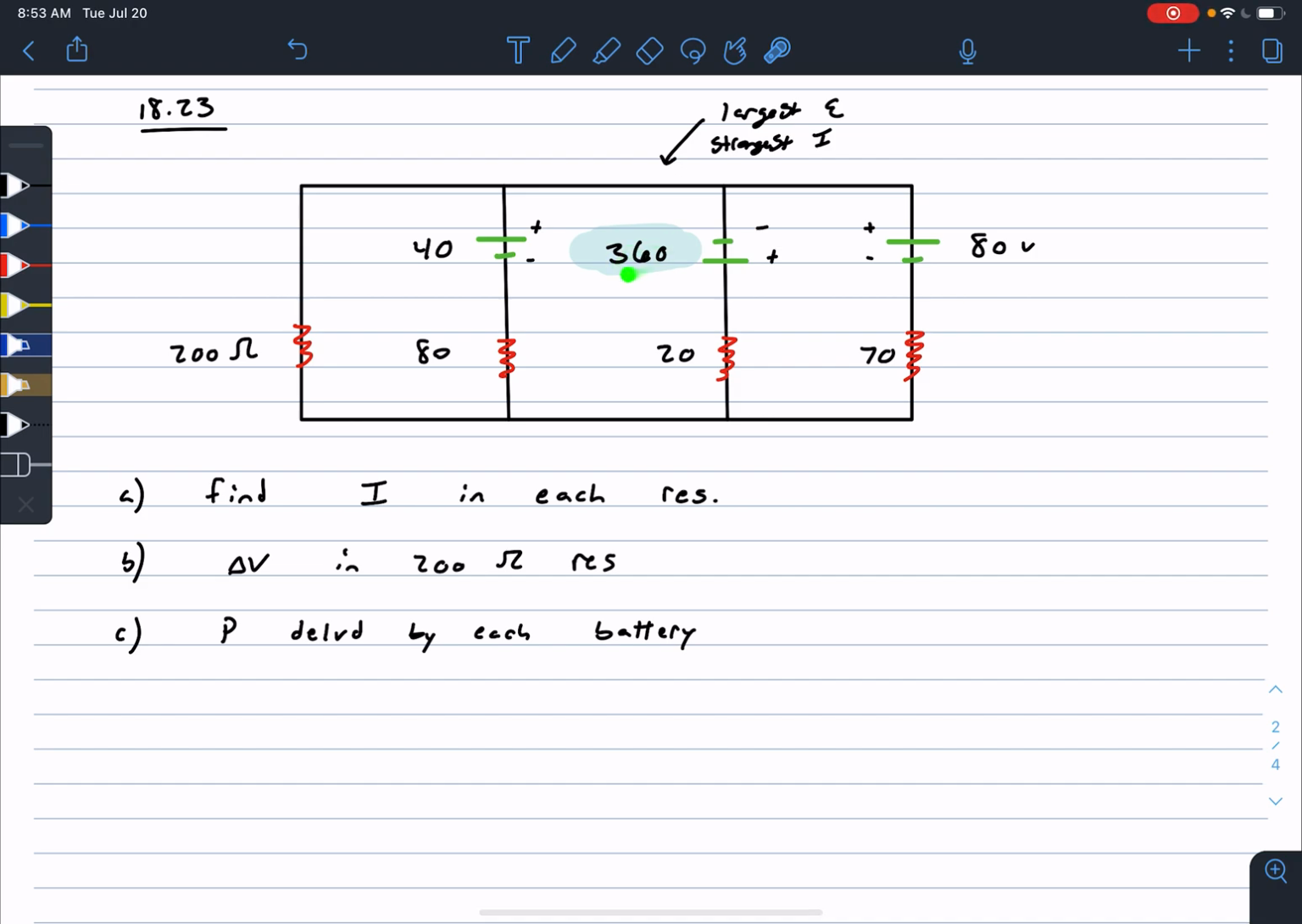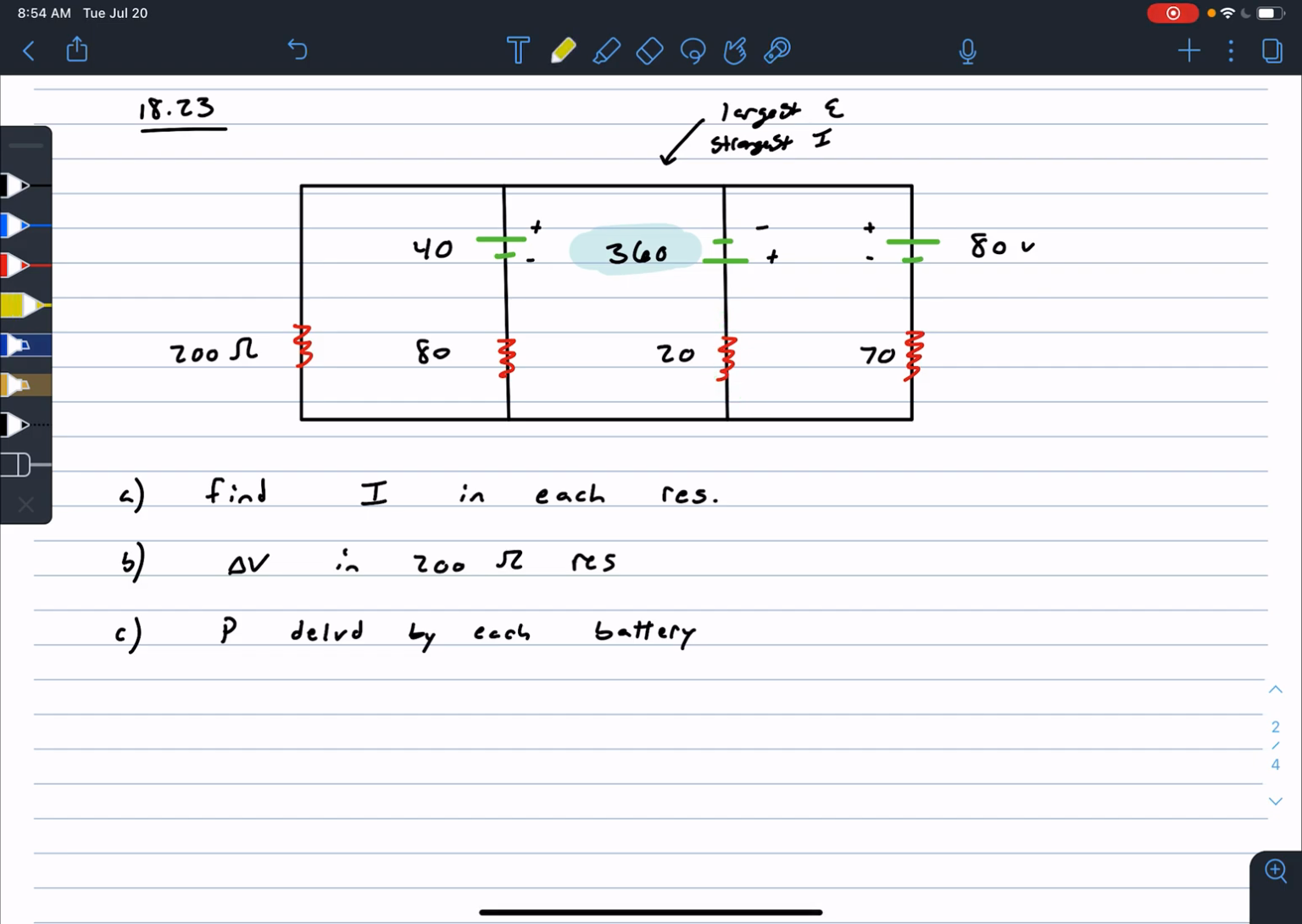So I've highlighted this one in the middle because we're given that this is 360 volts. So what that means is this is going to have the strongest current coming out of it as opposed to the 80 volt or 40 volt battery. So the first thing we need to do is label the directions of the current. Since this is positive and this is the largest, I'm going to identify the current as coming out of this way first.